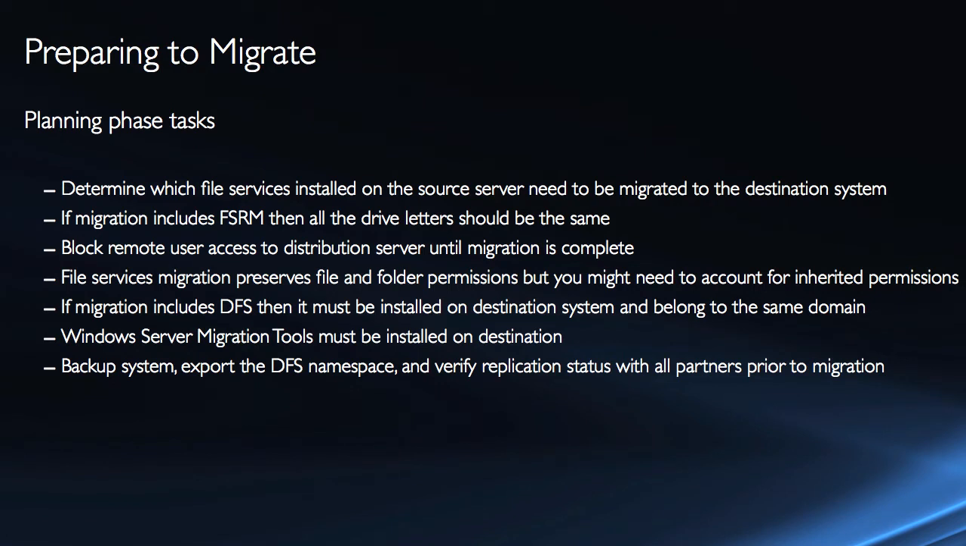If the migration includes DFS, then DFS needs to be installed on the destination system, and that system must be a member of the same domain. Windows Server migration tools have to be installed on both source and destination, and we need to back up the system and export the DFS namespace in order to perform the migration as well. So those are the preparation steps in preparing to migrate file services from Server 2003 or Server 2008 up to Server 2008 R2, and just a variety of considerations that we need to think about. In the next section, we'll actually move into performing that migration, or the execution phase.